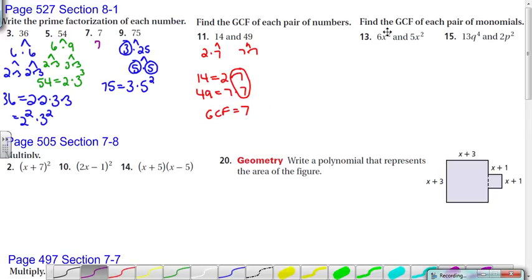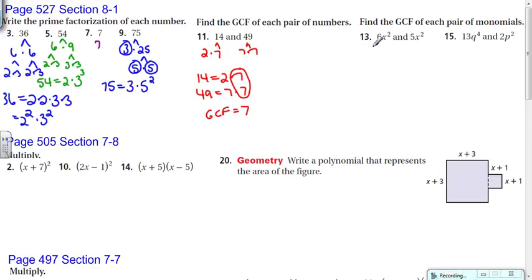Okay, for 6x squared, 6 can break up into 2 times 3. So 6x squared is equal to 2 times 3 times x times x. And then 5x squared is equal to 5 times x times x. And then what's in common? They have an x in common and they have an x in common. So my GCF is equal to x squared.